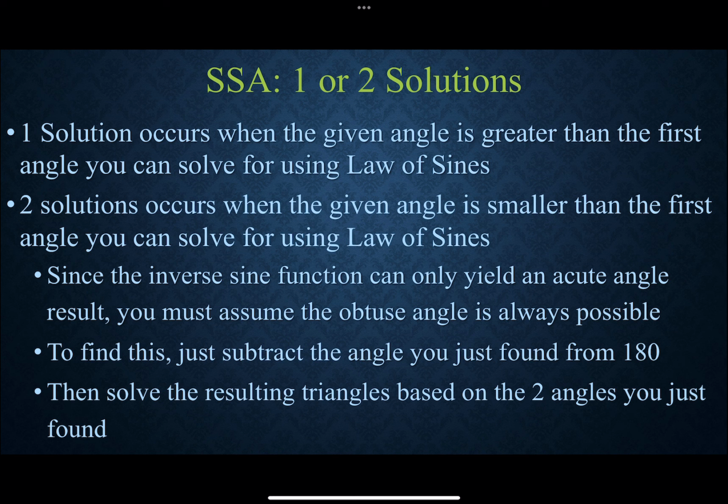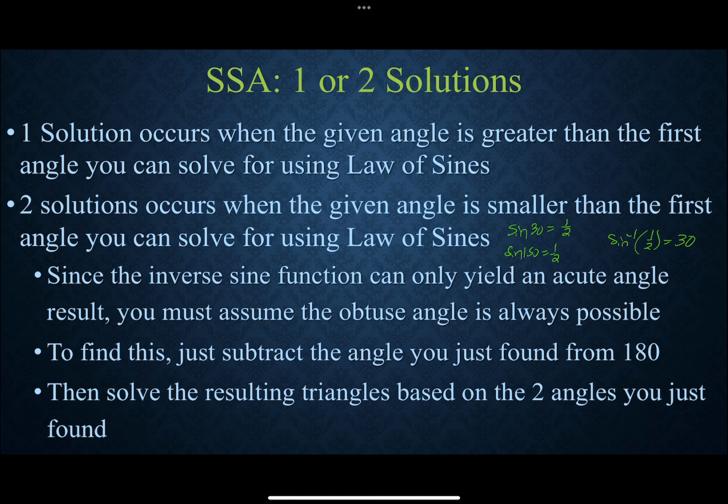The reason behind this is because the inverse sine function can only yield an acute angle result. Easy way to check this: if you do sine of 30, you get 0.5. If you do sine of 150, you also get 0.5. But if you try doing sine inverse of 0.5, it's only going to tell you 30 degrees. It can't give you the obtuse answer. So in this case, you would assume the obtuse answer is possible, and you would just subtract it from 180 to find that one, and solve the resulting triangles based on those two angles you just found.